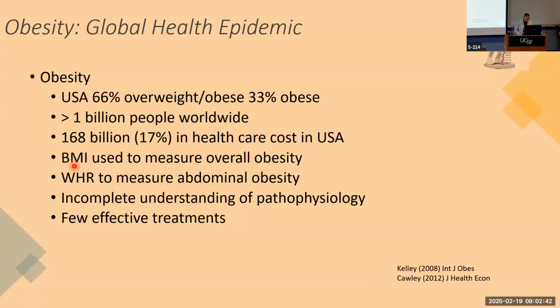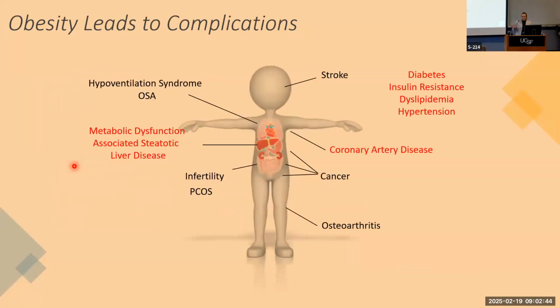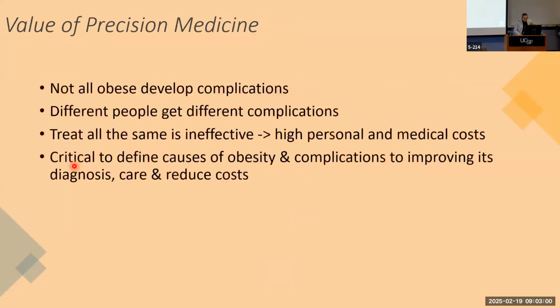Now, concomitant with obesity, you see an increase in the rise of related metabolic diseases such as diabetes, insulin resistance, dyslipidemia, hypertension, heart disease, as well as metabolic dysfunction-associated steatotic liver disease, which is the new name for MASLD. But not all obese people actually develop these complications. And when they do, different people get different complications. But right now in medicine, we actually treat everybody the same. We say diet, exercise, take all these things. And really what that ends up doing is causing high personal and medical costs.